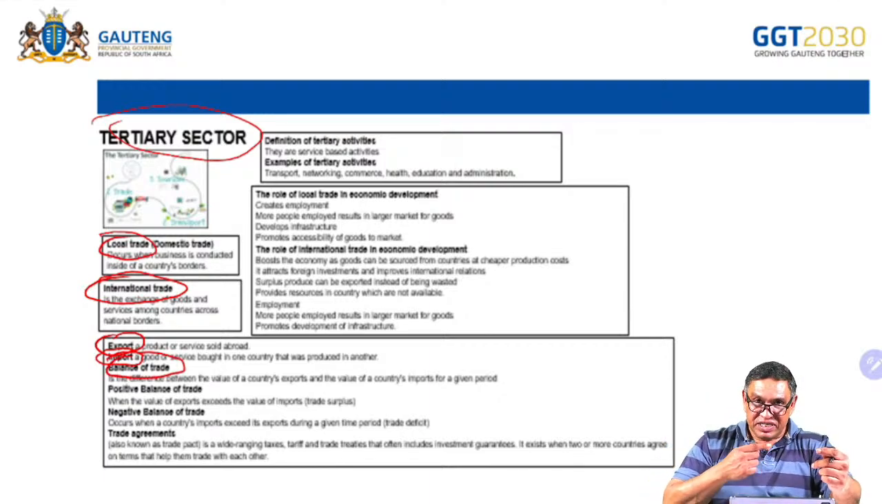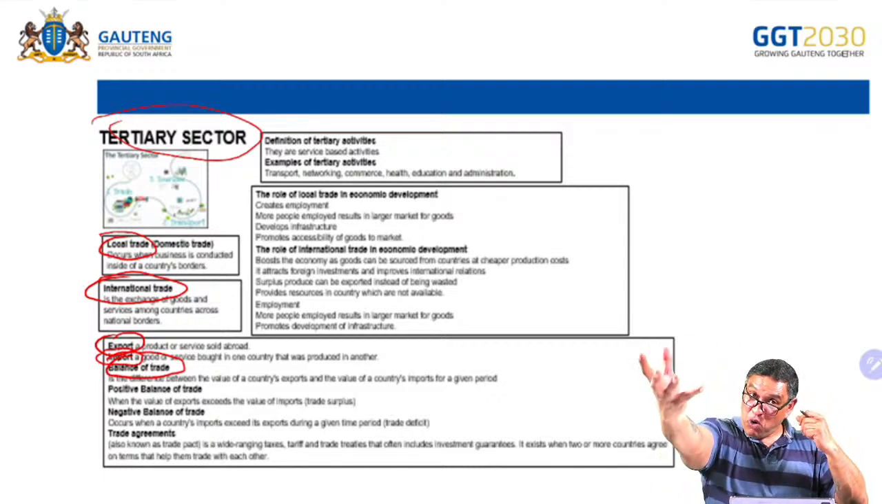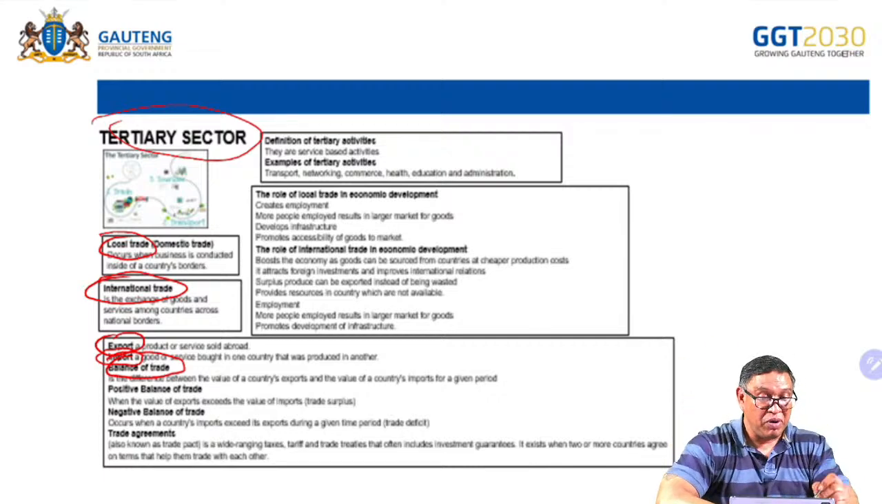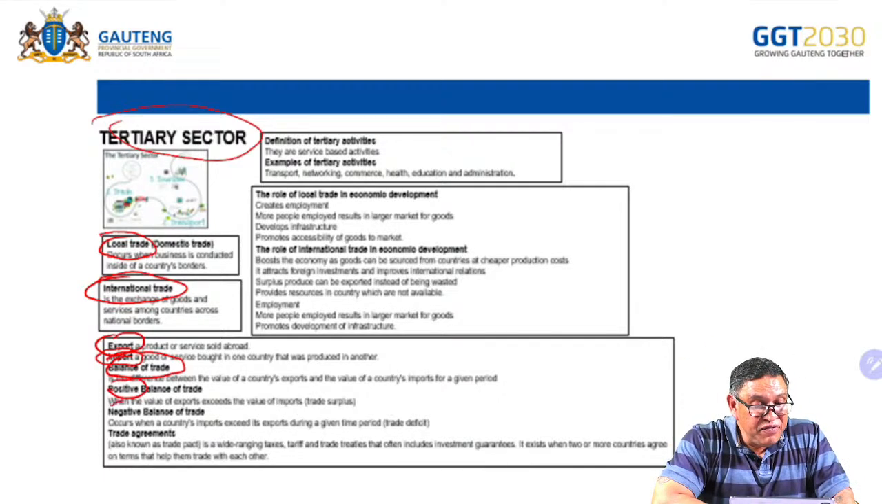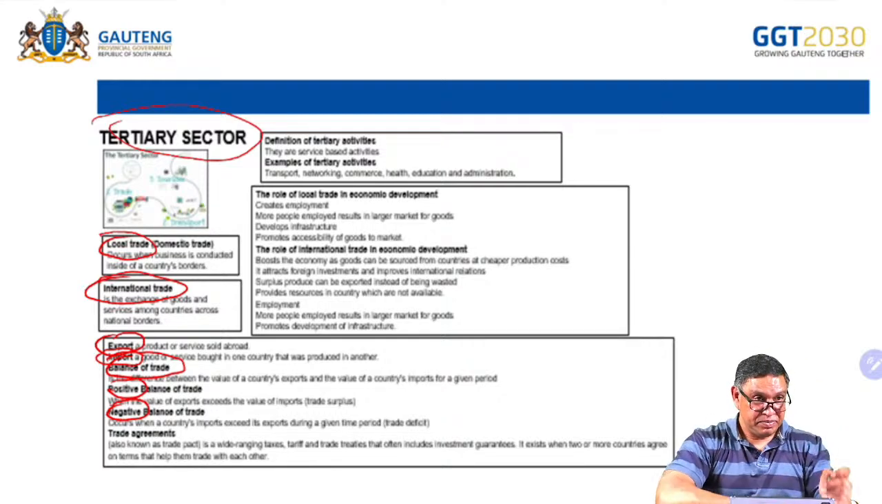The difference in the value between imports and exports. If it's positive, you export more than you import. You sell more than you buy. If it's negative, you buy more than you sell.